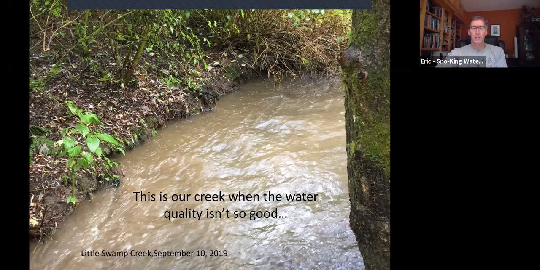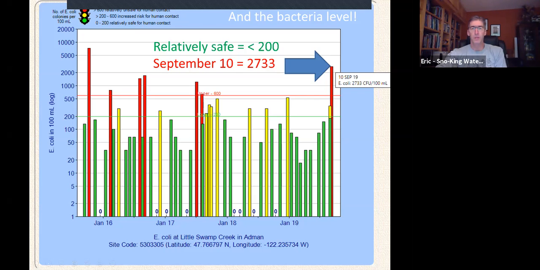This is an example again of Little Swamp Creek when the water quality wasn't so great and we had the high bacteria level.